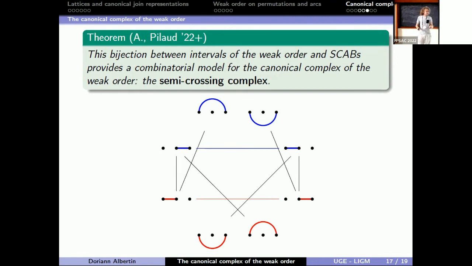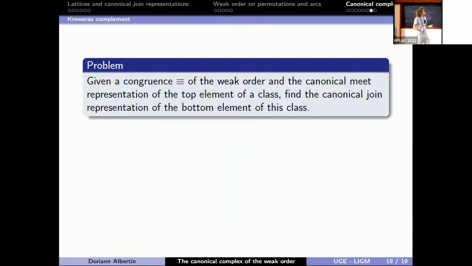Now, what this structure allowed us to do is to compute a generalization of the Kreweras complement. So the problem is the following. You pick a lattice congruence of the weak order, and you look at one of the classes. It is an interval. And I give you the canonical meet representation of the top element. And this completely determines my class, my interval, because I know what the congruence is. And the question is, how can you give me the canonical join representation of the bottom element?